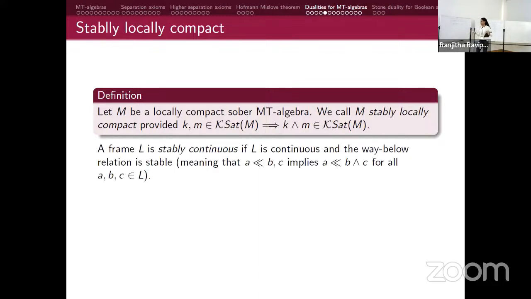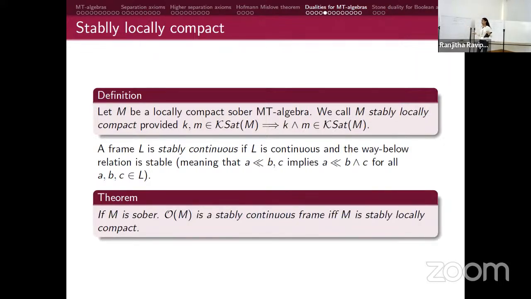And then we say something is stably continuous on the frame side if L is continuous and the way below relation is stable. That simply means A way below B, and A way below C implies A way below B meet C. On the empty algebra side, I have stably locally compact, and on the frame side, stably continuous frames. If M is sober, opens of M is a stably continuous frame if and only if M is stably locally compact. So whatever we did for locally compact, now it is for stably locally compact and stably continuous.